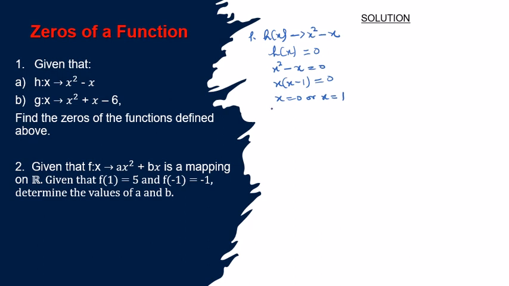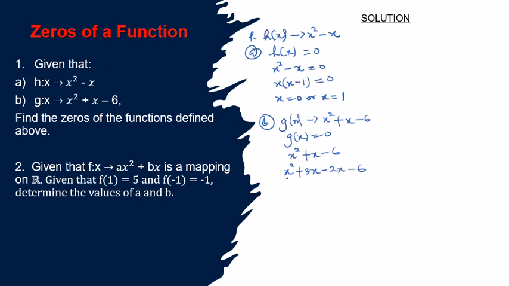So let's move on. Let's look at the B part. This is the A part. Let's look at the B part. So again, we have g of x equals x squared plus x minus 6. So as g of x equals 0, we have x squared plus x minus 6. So this gives us x squared plus 3x minus 2x minus 6 by factorization.